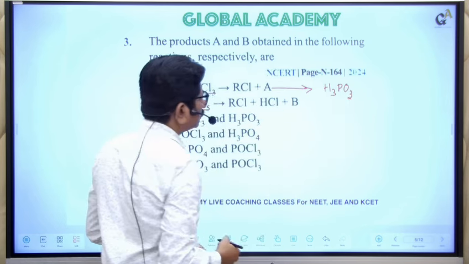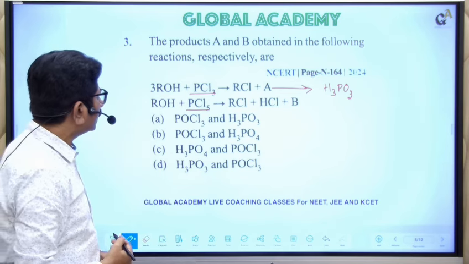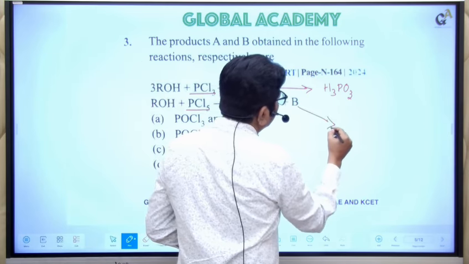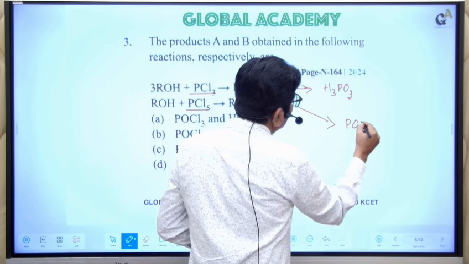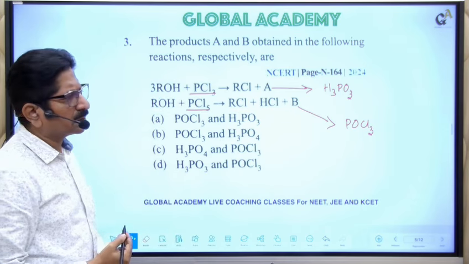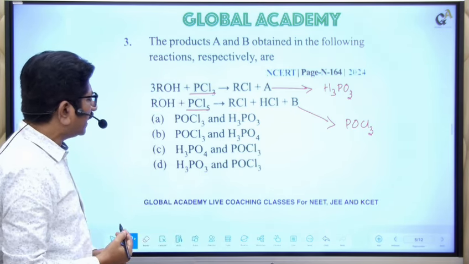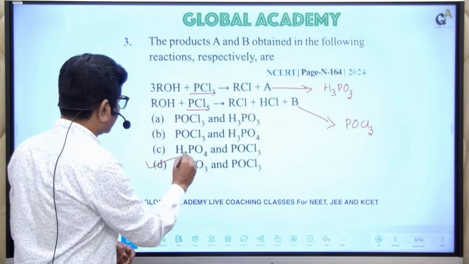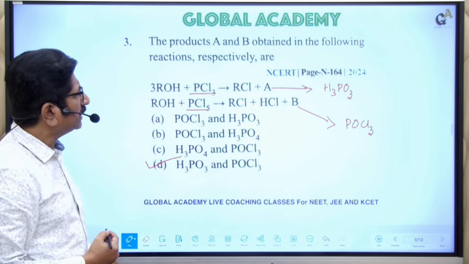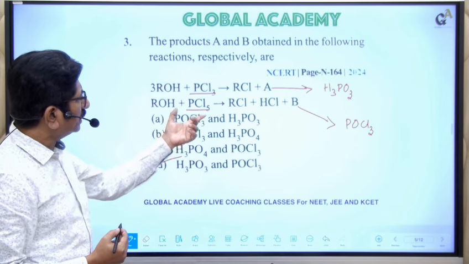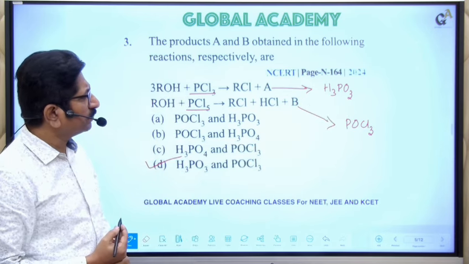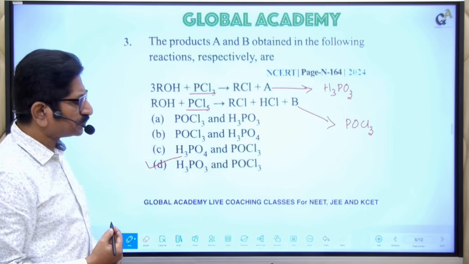H3PO3. And when it reacts with PCl5, the B is POCl3, the phosphorus oxychloride. And hence, option D is the right option for this reaction: A is H3PO3 and B is POCl3. Okay.